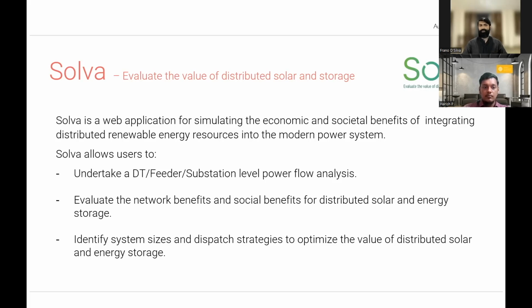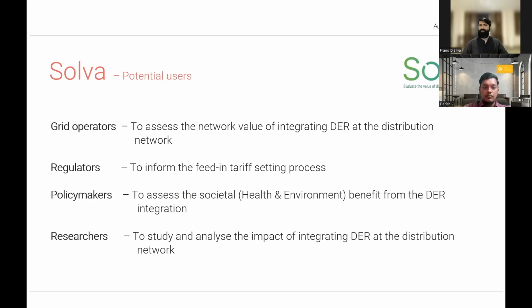Who can use the Solva tool? Who are the potential users that can benefit from it? We think that grid operators can use this tool to assess the network value of integrating DER on the distribution network. And when I say DER, it is a distributed energy resource connected to the distribution network below 33 kV voltage line.